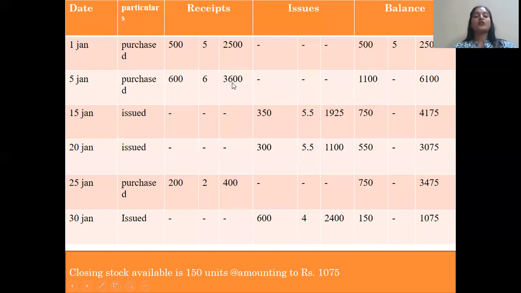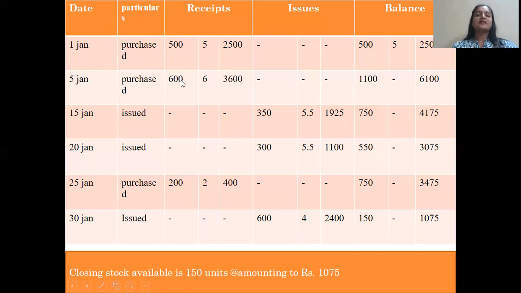And one thing you need to observe under the simple average method: how many units, how many quantities you have purchased, and the rate per unit, are to be used to calculate the issue price. Now see here, on 1st you have purchased 500 units. What is the cost per unit? It is 5. On 5th Jan you have purchased 600. What is the cost per unit? 6. And now you need to balance here.